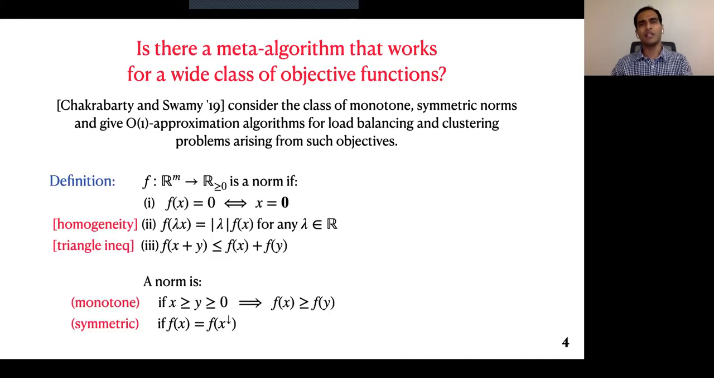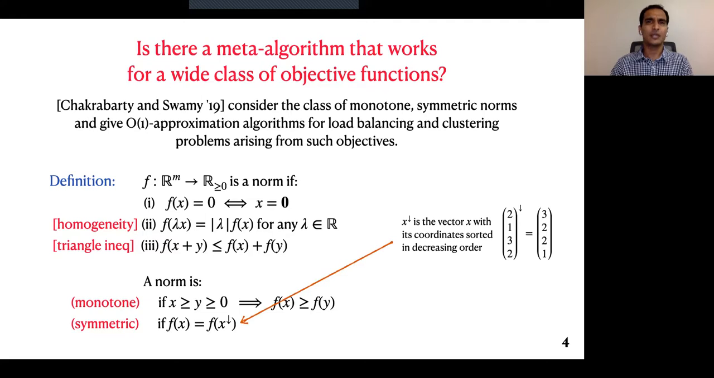Let me formalize what I mean by a monotone symmetric norm. Most of you would be familiar with the definition of a norm, so I won't get into it. A norm is monotone if increasing a coordinate does not lead to decrease in the norm. And a norm is symmetric if it is invariant under permutation of its coordinates. In this talk, I'll often use the notation x with a superscript of down arrow. This is shorthand for the vector x with its coordinates sorted in decreasing order.